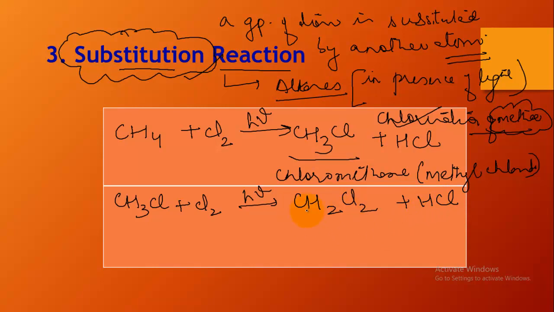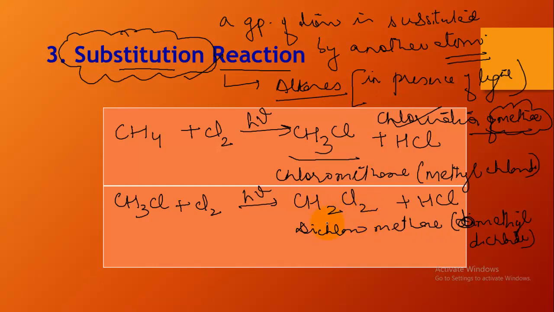So how are we going to name it? It is dichloromethane, because 2 chlorines are there. And if we talk about its common name, it is methyl dichloride, because 2 chlorines are present.